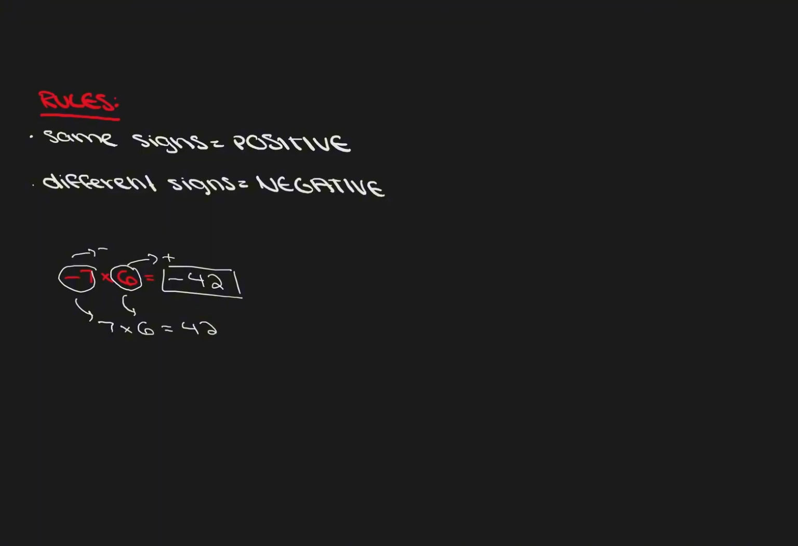Let's do another example. Let's say we have negative 9 times negative 4. Well, we need to figure out the signs of both numbers and see if they are same or different. They both have a negative sign, which means they have the same sign, and the product is going to be positive. Then we can multiply these numbers like normal, and we'll get 36. So the answer is positive 36.